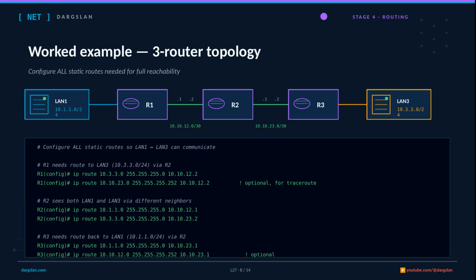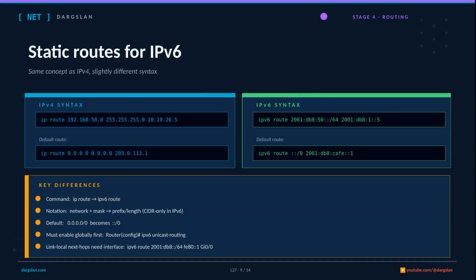Now, the same logic carries straight over to IPv6, only the syntax shifts a little. The command becomes ipv6 route, and since IPv6 is CIDR only, you drop the dotted mask and just append a prefix length. Your default route, instead of quad 0, is simply ::/0. Two gotchas worth burning into memory. You must enable IPv6 unicast routing globally before any of this works. And if your next hop is a link-local address, you have to specify the outgoing interface. Otherwise, the router has no idea which link that FE80 address lives on.